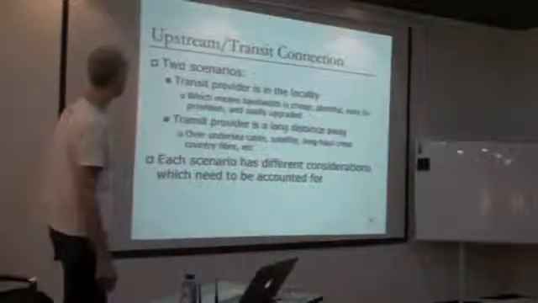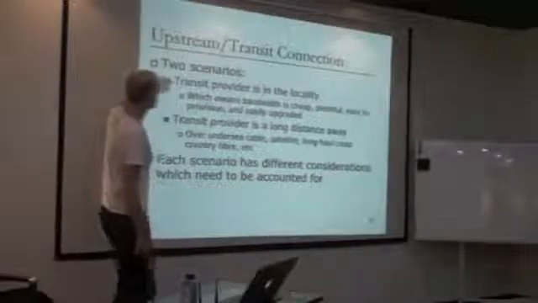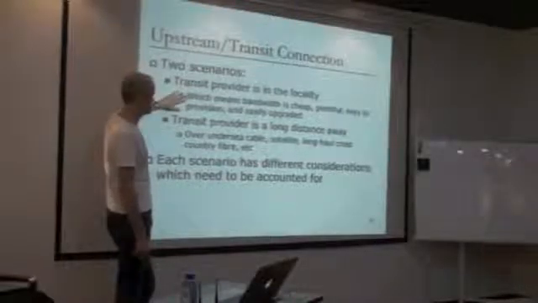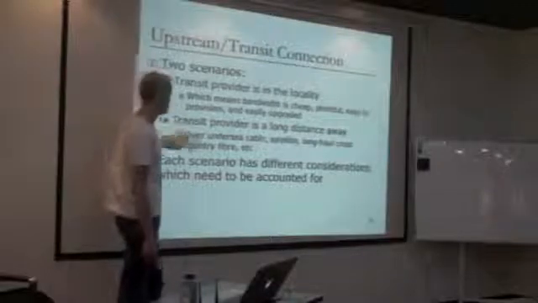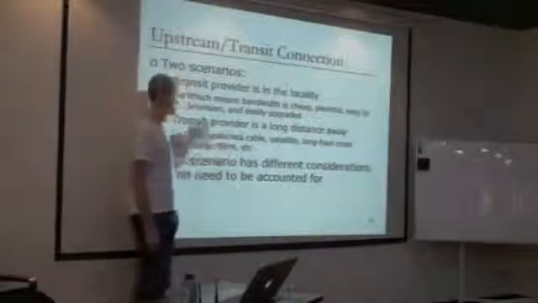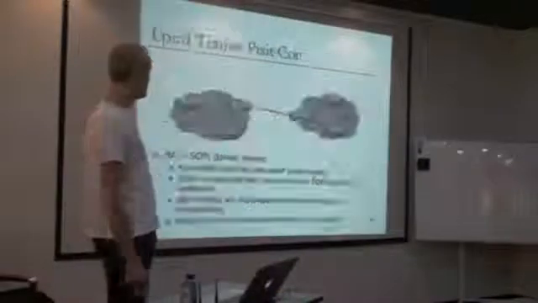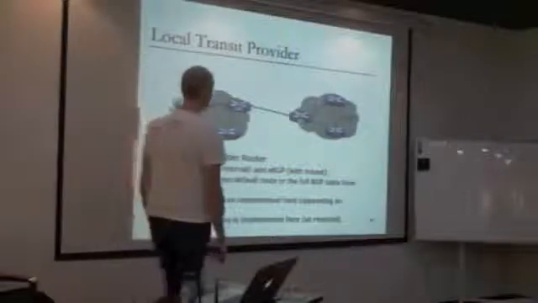Now, for the upstream transit connection, there are two scenarios. Transit providers in the locality, which means bandwidth is cheap, so get big capacity. Transit providers a long distance away: undersea cable, satellite, long-haul, cross-country fiber, all these different scenarios. If you've got a local transit provider, connect something like this.